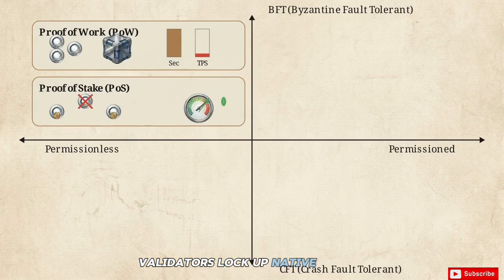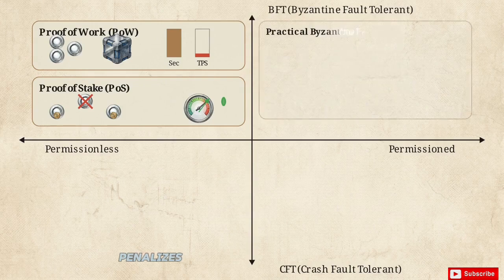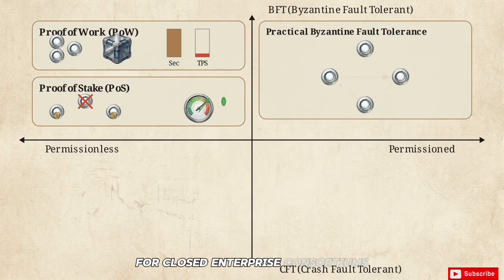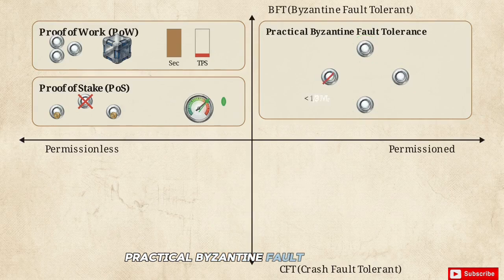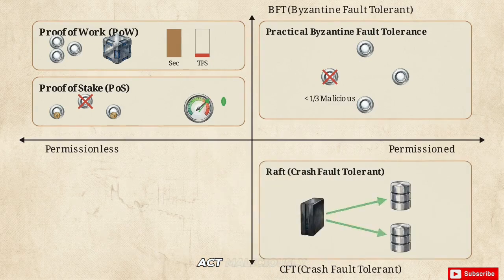Validators lock up native tokens to earn the right to attest to new blocks. If they behave maliciously, the protocol automatically penalizes them by slashing their staked tokens. For closed enterprise consortiums, practical Byzantine fault tolerance uses a rigorous three-phase voting process among known participants. It operates efficiently as long as fewer than one-third of the nodes act maliciously.